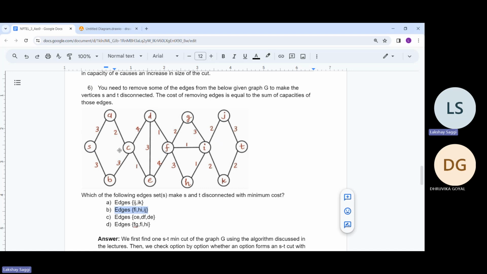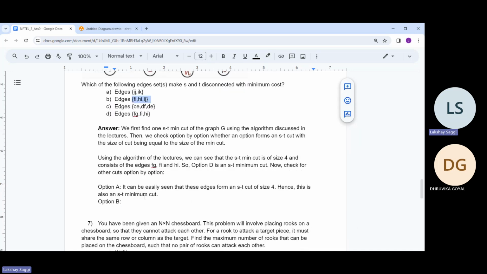So yeah, good job, Dhruvika. You are correct that if we are deleting just these three edges, then there will still exist a path through G, I, K to T. And from S to G, we can go on without these edges. So even if we delete these three edges, S and T won't be disconnected. So this set of edges does not even form a cut. If it is not even a cut, how can it be a minimum cut?